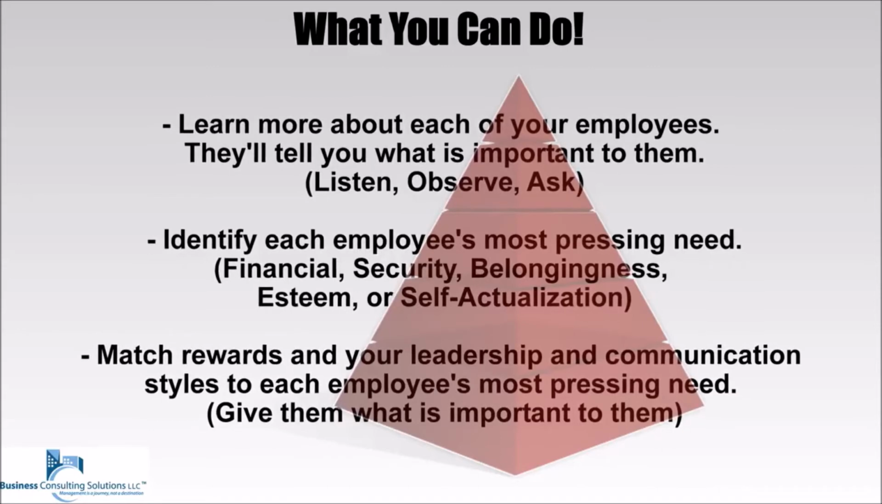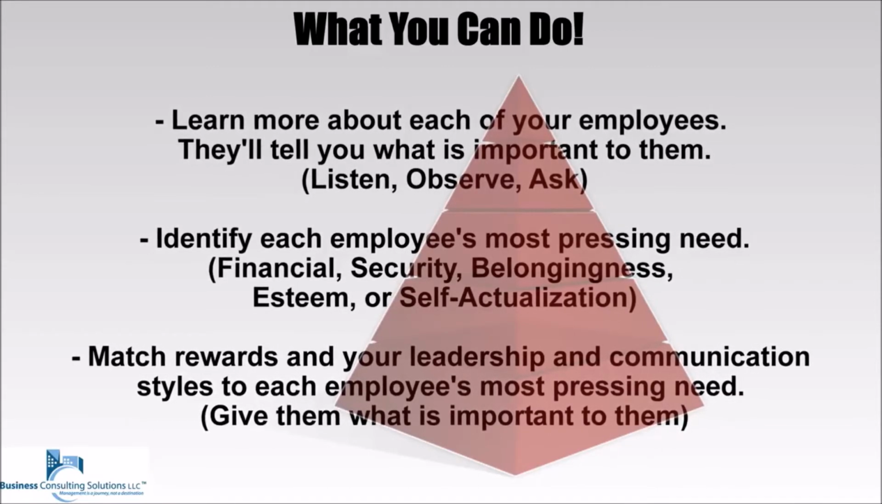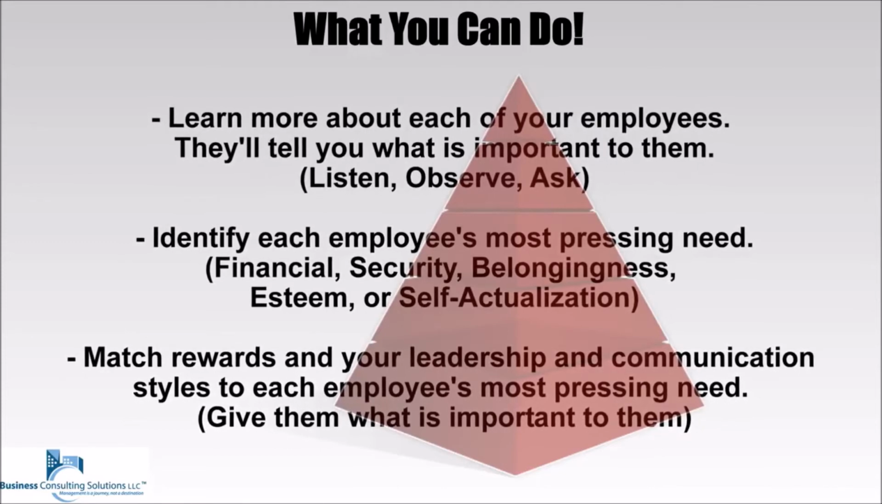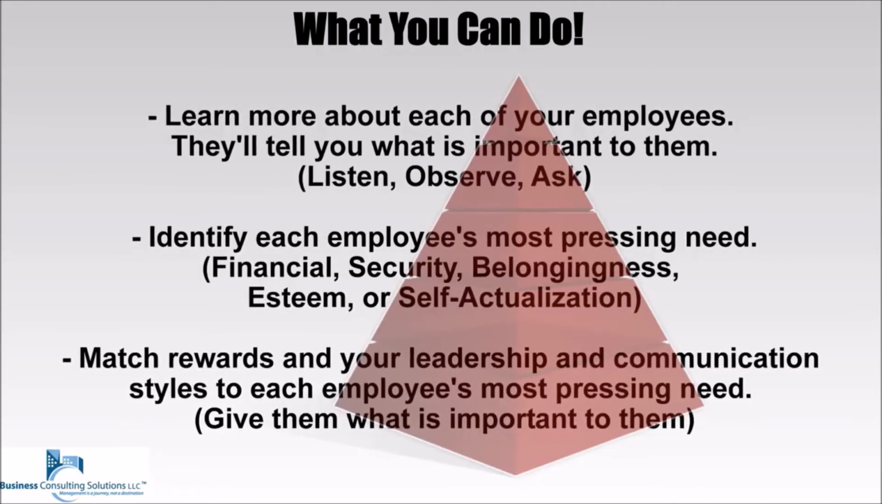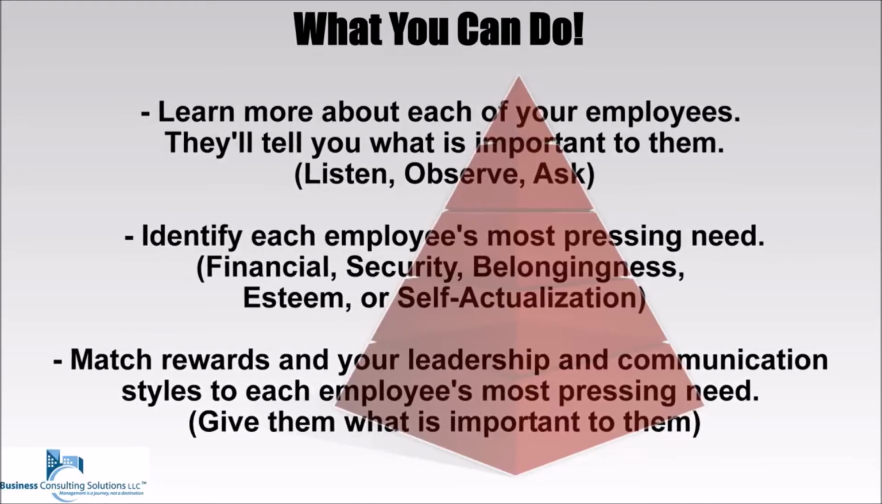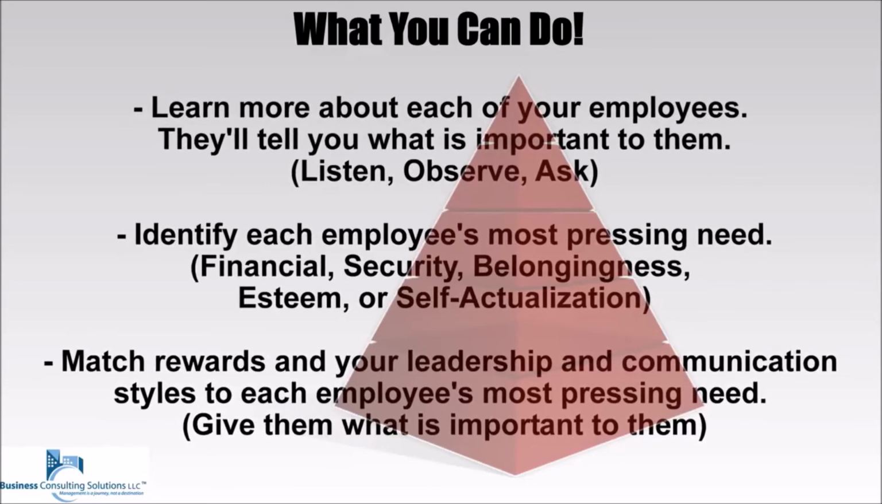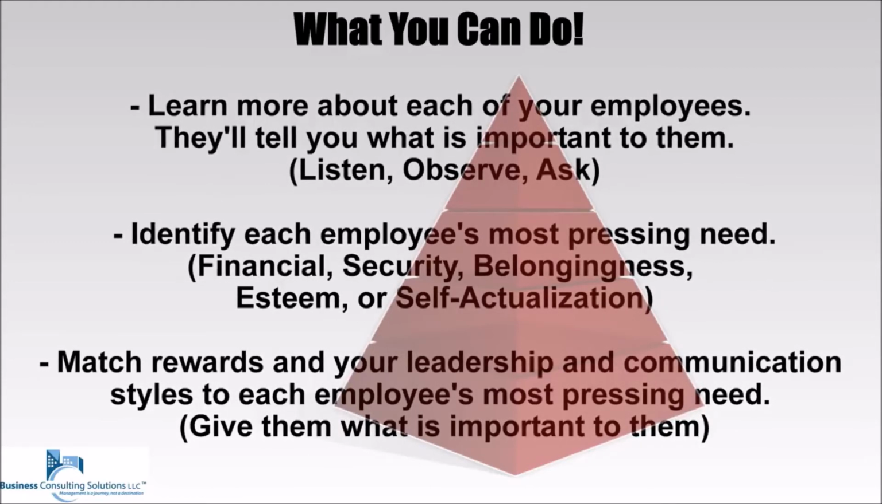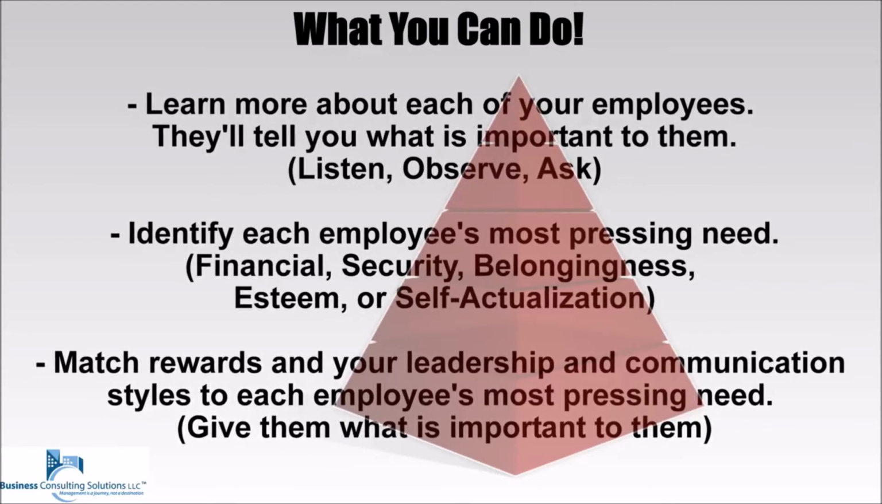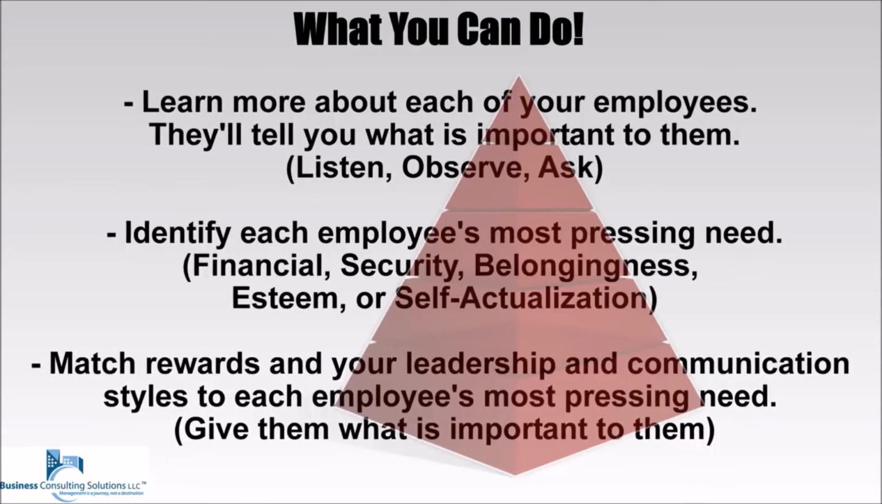Once you have this information, use it to identify your employees' most pressing needs. Which of the 5 levels in Maslow's hierarchy are they operating at? Once you have that information, match your rewards, leadership, and communication style to each employee's most pressing need. Remember, give your employees what is important to them, not what is important to you.